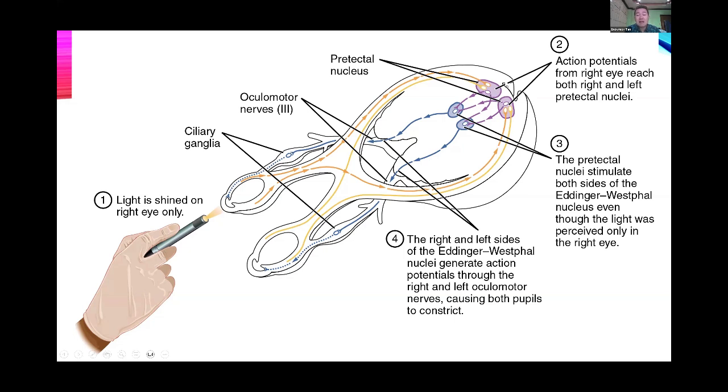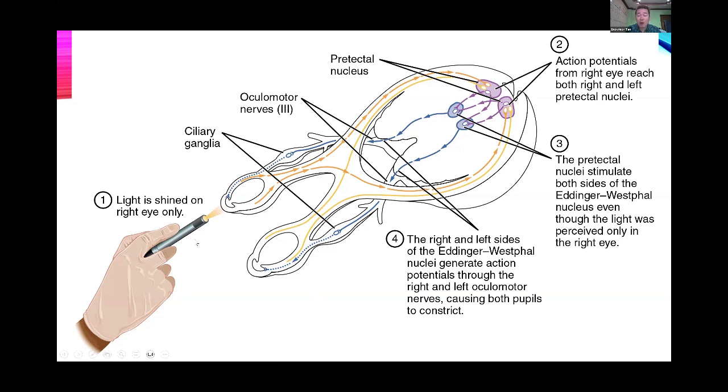And the right eye will send impulse to the cranial nerve 3 of the right eye. So both right and left would be stimulated. However, we have two types of pupillary light reflex, the direct and the indirect. When I say direct, you are shining the light on this test eye and you are observing the test eye.